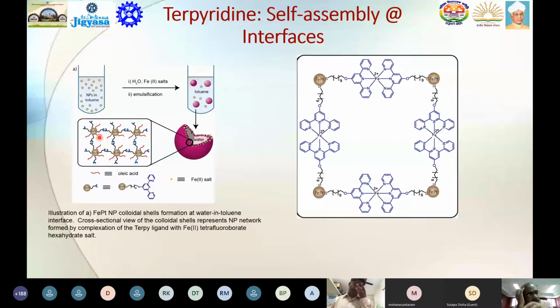Okay, so you have initially iron platinum nanoparticle that is synthesized using molecules called oleic acid and oleylamine, and that has been replaced with the terpyridine molecule that we synthesized in the last slide. Now I'm going to put that in a toluene solution so it will be nicely dispersible. I'm using the word dispersion, not the word solution.